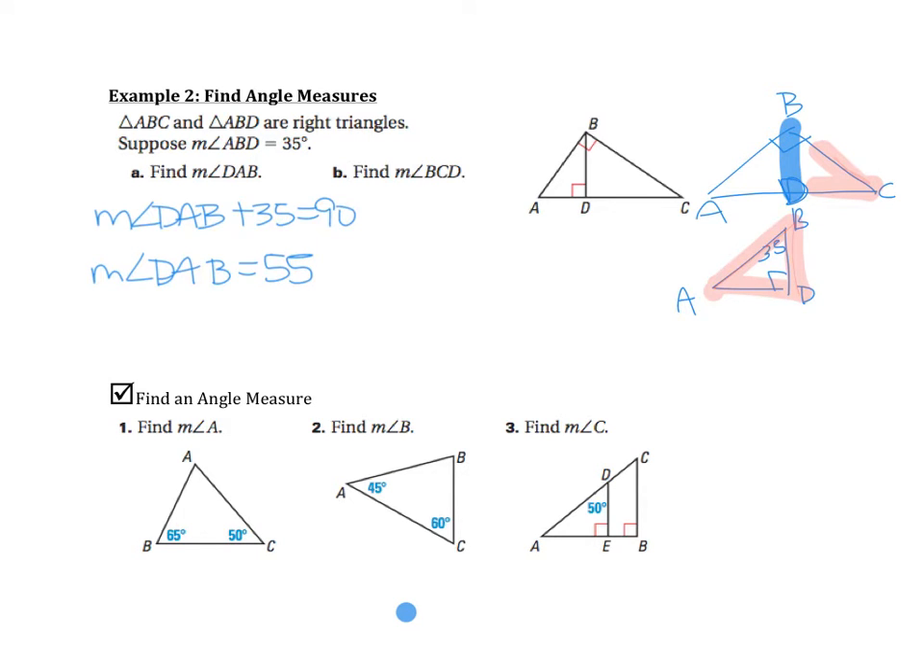So I have DAB, which is 55. So BCD is going to be plus that one, which I just found. It's going to equal 90 degrees. Okay, so you have some to try there. Get 3, so pause the video and try those.